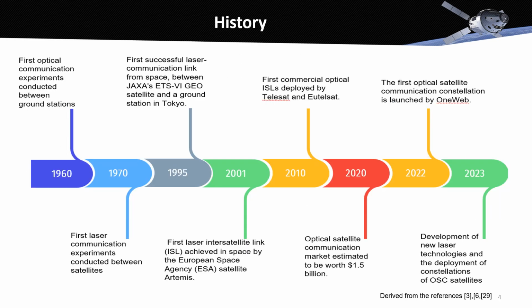On to the next slide, let me explain the history of optical satellite communication. In 1960, the first optical communication experiment was conducted between two ground stations. After that, in 1970, the first laser communication experiment was conducted between satellites. In 1995, the first successful laser communication link from space was made between JAXA's ETS-VI satellite and a ground station in Tokyo. After that, in 2001, the first laser intersatellite link was achieved in space by the European Space Agency satellite Artemis. After that, in 2010, the first commercial optical ISLs were developed by Telesat and Eutelsat.